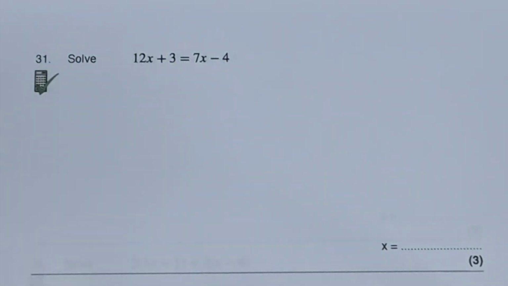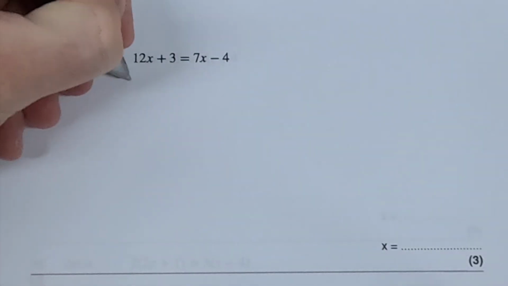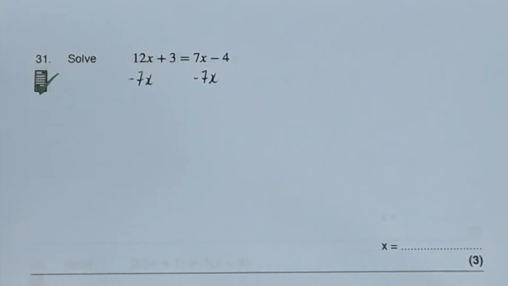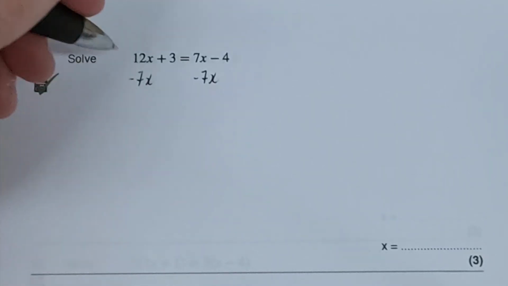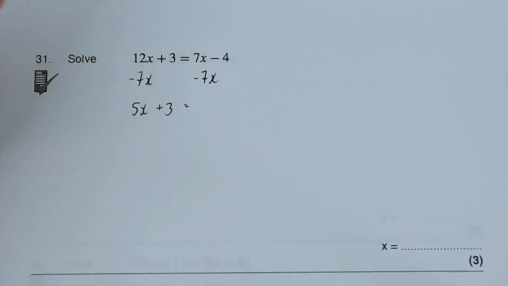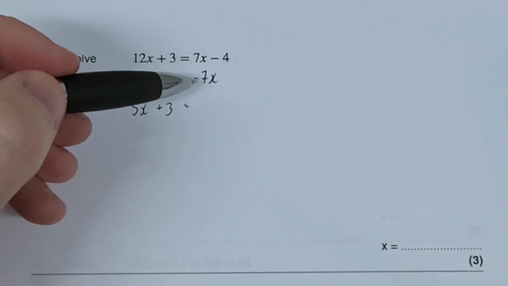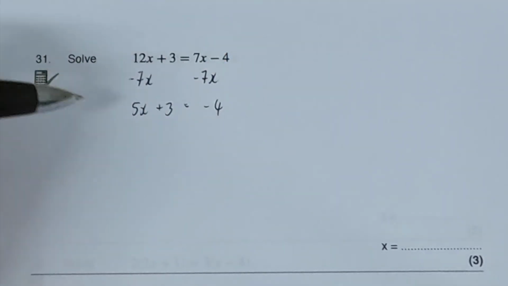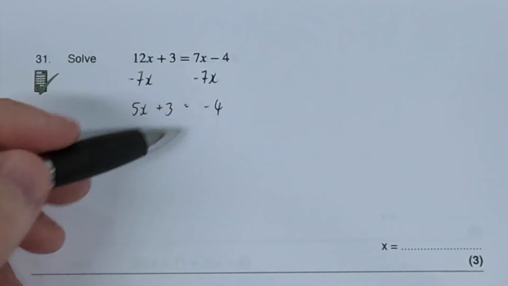So let's get rid of the lowest one, which is the 7x. So let's take away 7x from the left-hand side and take away 7x from the right-hand side. So 12x take away 7x is 5x, but we've still got our plus 3. And then on the right-hand side of the equation, we've got 7x minus 4. We're taking away the 7x, so we'll be left with minus 4. So we've now got 5x plus 3 equals minus 4.